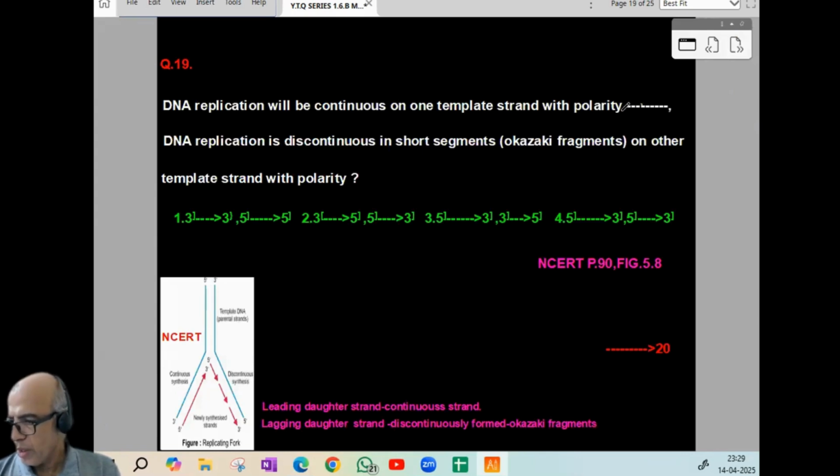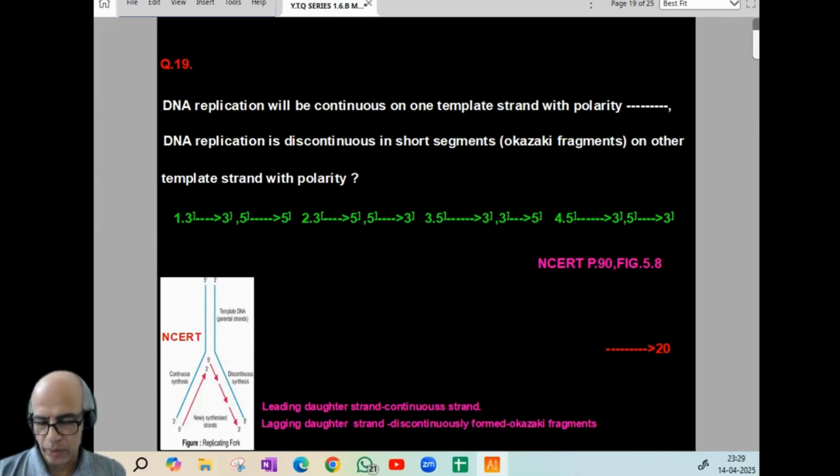When we look into the 19th question, we can find there will be a confusion. Certain question papers will have questions like this. People will be confused, purposefully doing it. DNA replication will be continuous on one template strand with the polarity 3' to 5'.